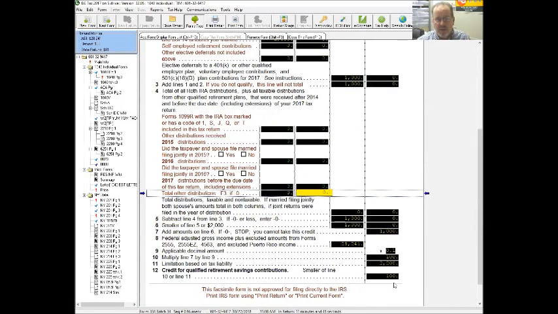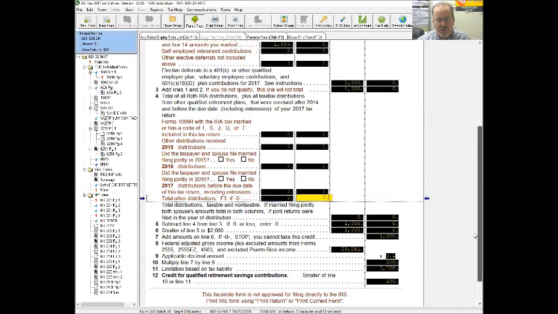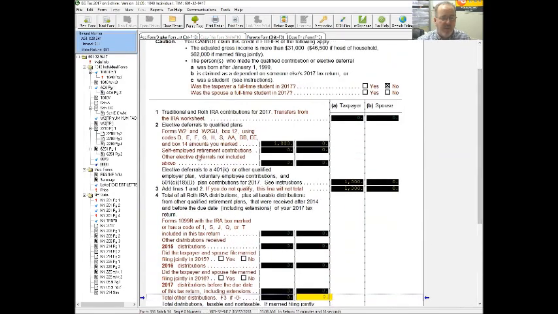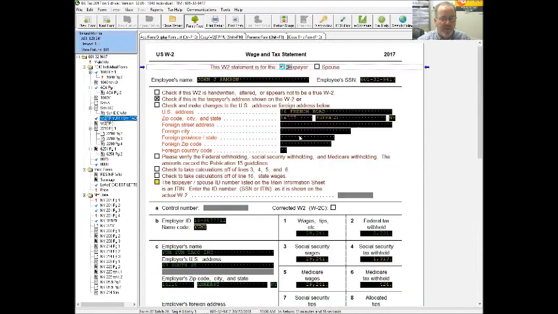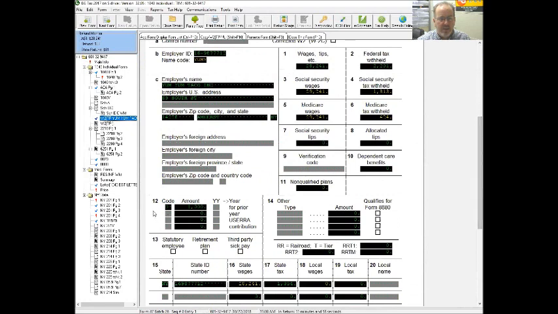So if you look, he gets a $100 credit, okay? For that 1,000 that he had contributed. That's what's called the saver's credit, okay? A lot of times you hear people call it the saver's credit, all right? But we're going to take that guy out of there, okay? All right, so we have his W-2 there, all right?